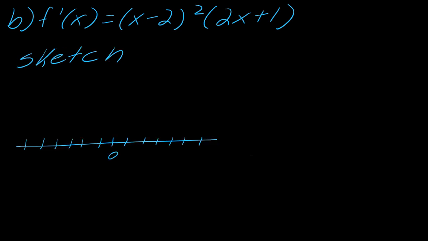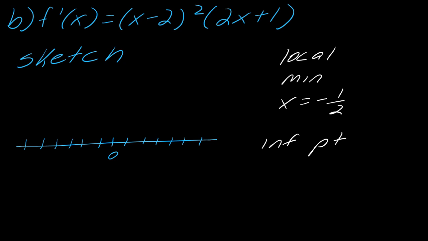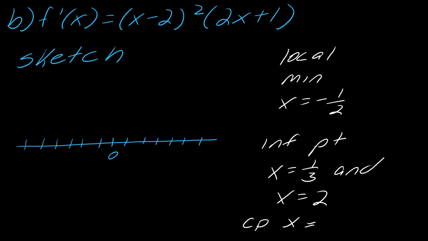Okay, so once again, I want to kind of just round out all that information now. So we said before that it seems like I have a local min at x equals negative 1/2. And then we said inflection points at x equals 1/3 and x equals 2. So now let's see what can we do with this. And actually, just maybe for funsies, I'll also just note that I had a critical point at x equals 2.